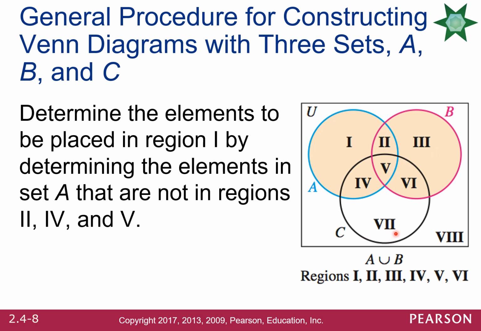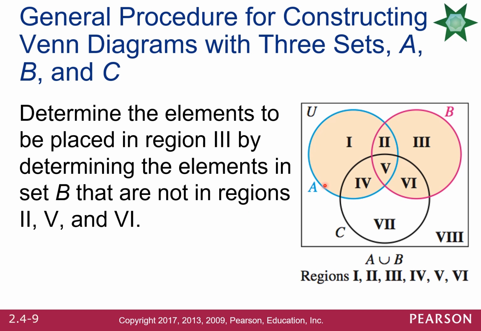And for region 7, we are going to place elements that are unique to set C. And finally, in region 8, the elements outside of set A, B, and C, but a part of the universe. Region 8 represents the universal set of values that we are working with. So any value which is not a part of set A, not a part of set B, and not a part of set C would be placed in region 8.